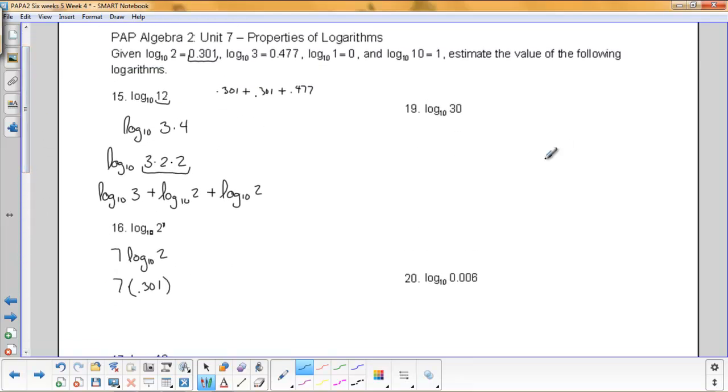Last two problems. Question number 19, log base 10 of 30. 30 turns into 10 times 3, so log base 10 of 10 plus log base 10 of 3, and that's going to give me 1 plus 0.477, and that's going to be my answer.